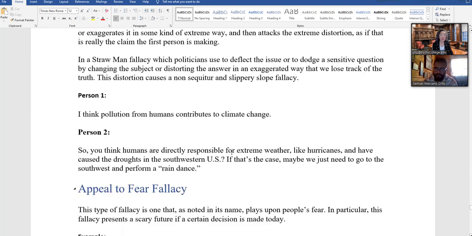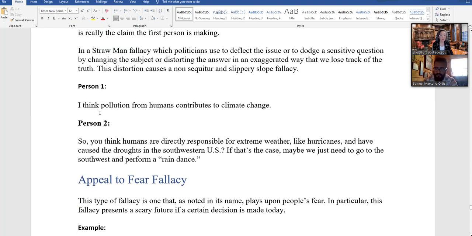So here, I think pollution from humans contributes to climate change. So you think humans are directly responsible for extreme weather, like hurricanes, and have caused droughts in the U.S.? If that's the case, we may need to go to the Southwest and perform a rain dance. Okay, so that means that if we do a rain dance, that will get rid of the pollution that contributes to climate change. Climate change will disappear if we do a rain dance. Does that make sense? You're laughing. Not even close.